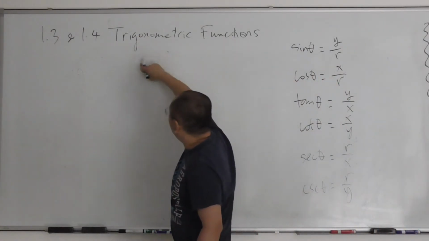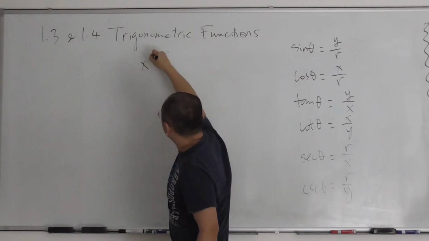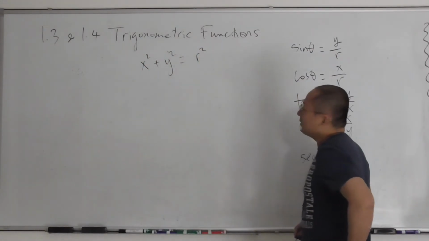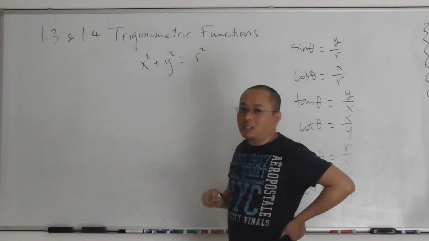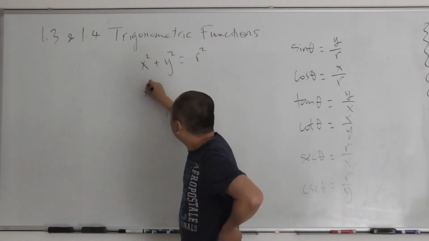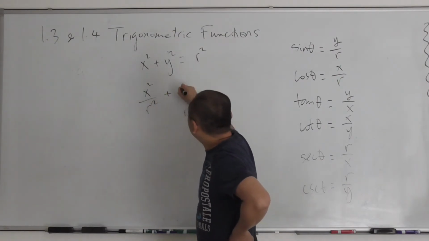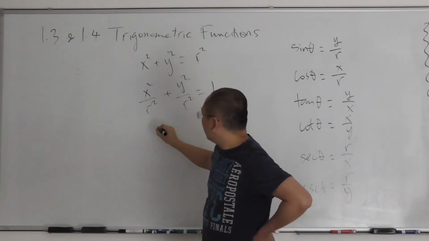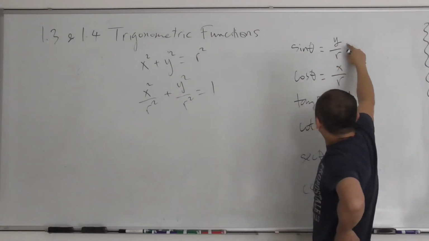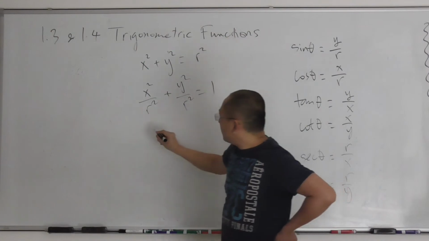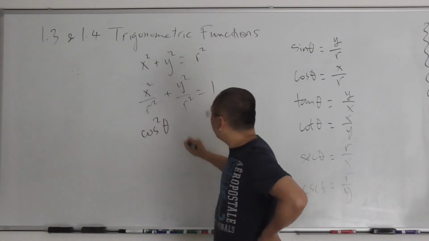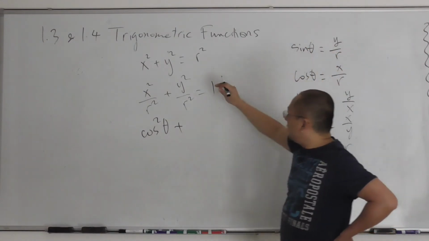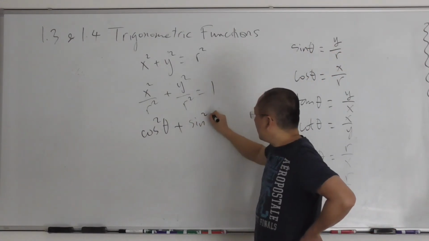Recall that by the Pythagorean theorem we have x squared plus y squared equal to r squared. What if I divide both sides by r squared? I'll have x squared over r squared plus y squared over r squared equal to 1. And you know what that is? X over r is cosine, so x squared over r squared is cosine squared of theta. And y over r is sine, so y squared over r squared is sine squared theta.